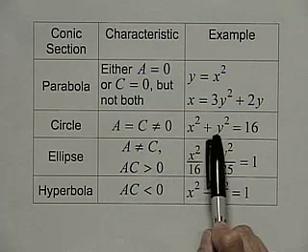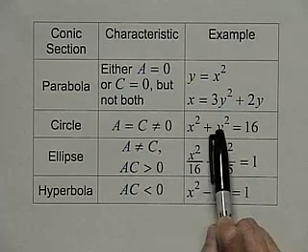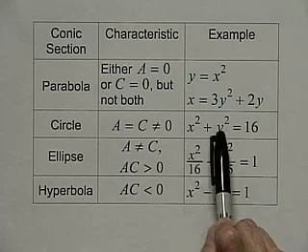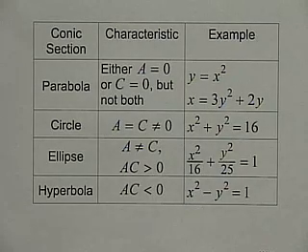For a circle, a and c are equal and are both not 0. For example, x squared plus y squared equals 16. In other words, the coefficients of the squared terms are the same, and both squared terms have the same sign. In this particular case, they're both positive.